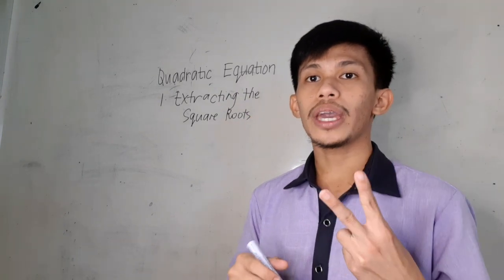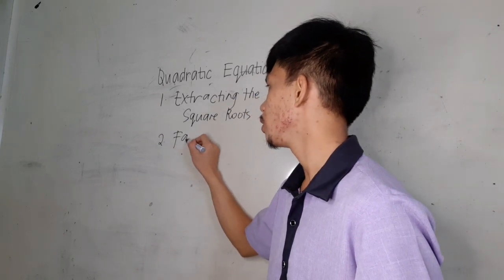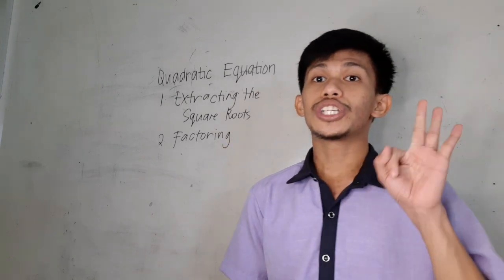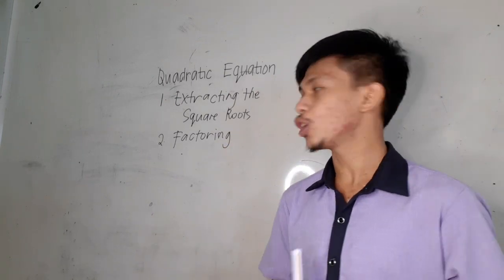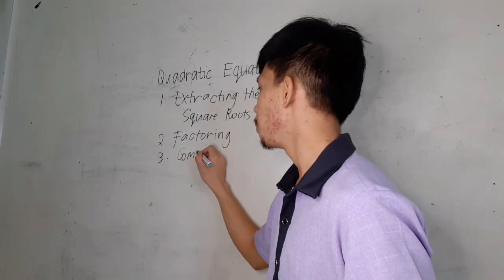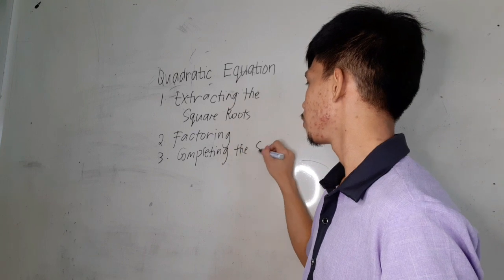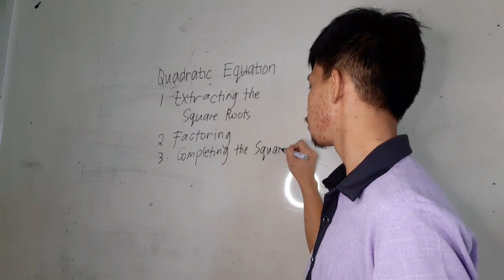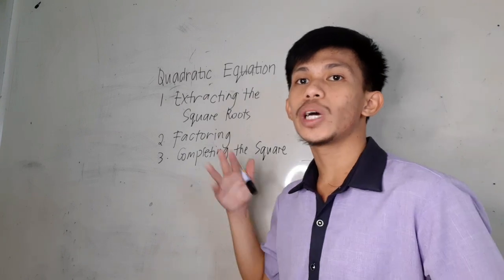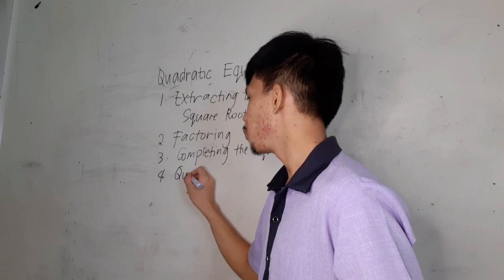The second way in solving quadratic equation is by means of factoring. The third way in solving quadratic equation is by means of completing the square. And the last way in solving quadratic equation is by means of quadratic formula.